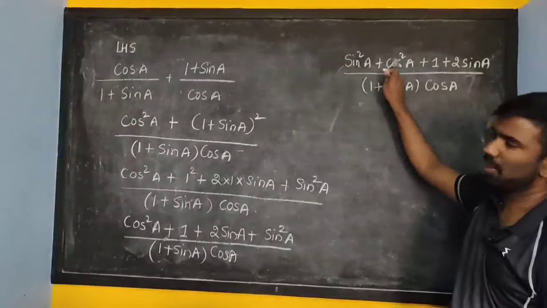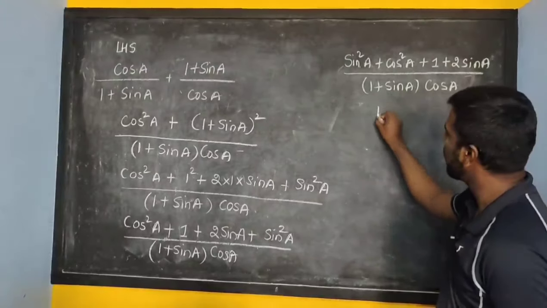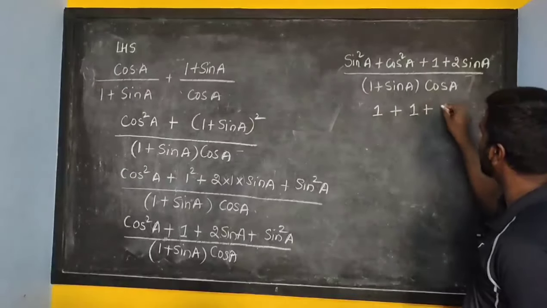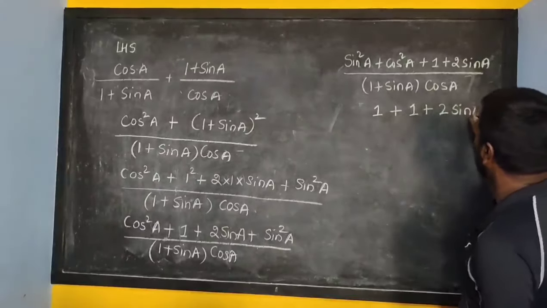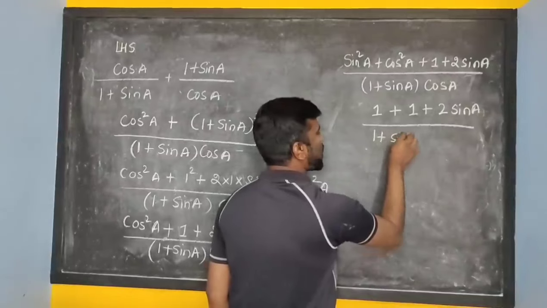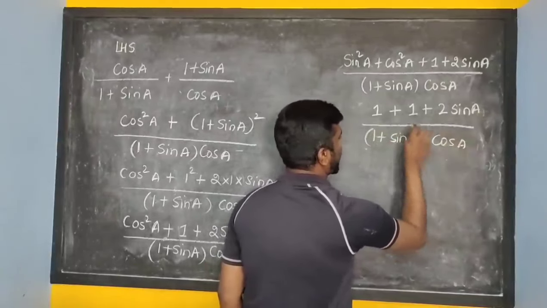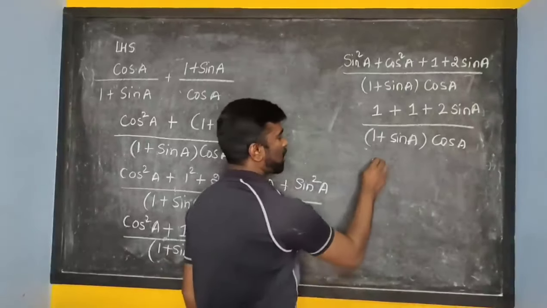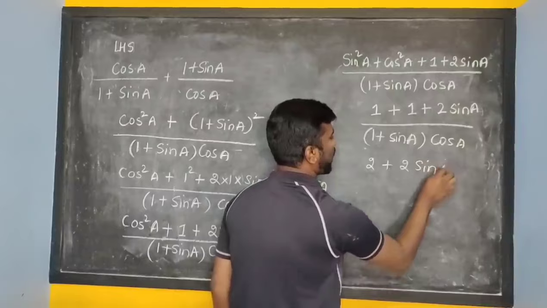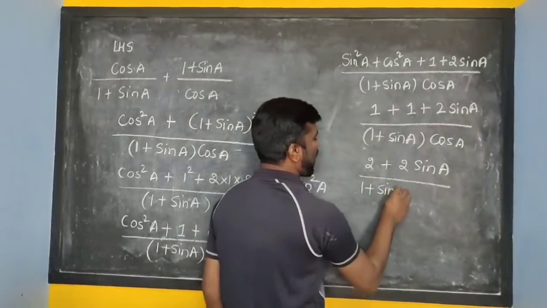Now what is sin square A plus cos square A? It is 1, using identity 1. Now we have 1 here, write as it is, plus 2 sin A, whole divided by 1 plus sin A into cos A. Now what is 1 plus 1? 1 plus 1 is 2, plus the remaining term 2 sin A, divided by 1 plus sin A into cos A.